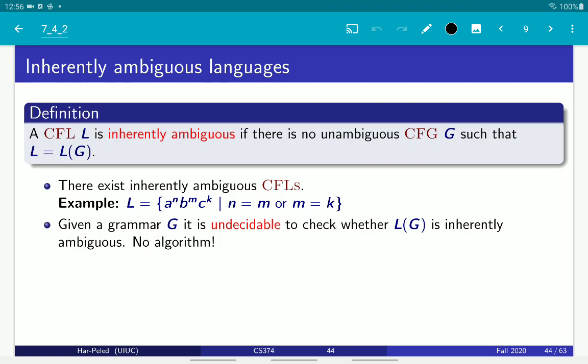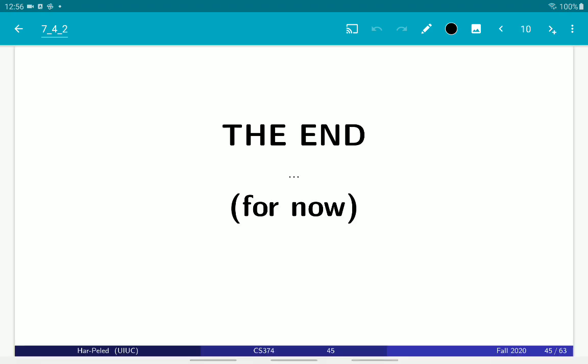And in fact, the problem is really difficult. If I give you a grammar, deciding whether or not it's ambiguous is undecidable. It's essentially equivalent to deciding whether a program stops on a specific input, which is stuff we're going to talk about later on. So it's really a difficult problem. Essentially, it cannot be done by a program. Okay, that's it for now.